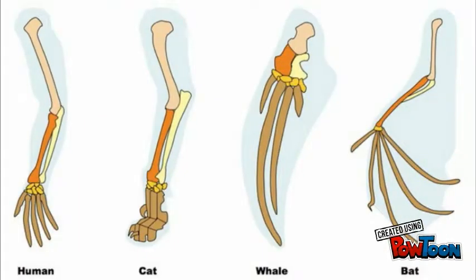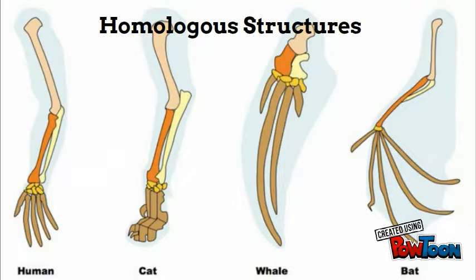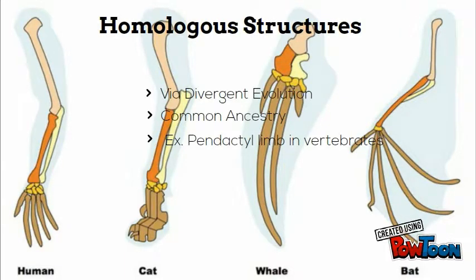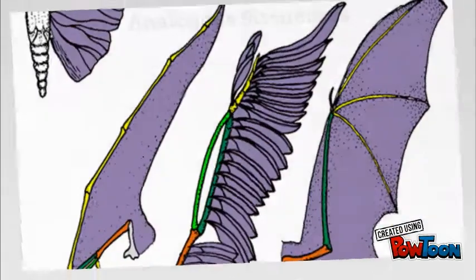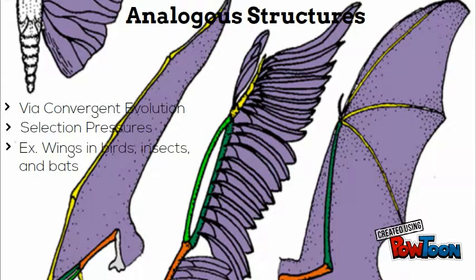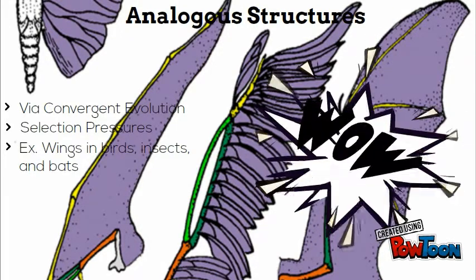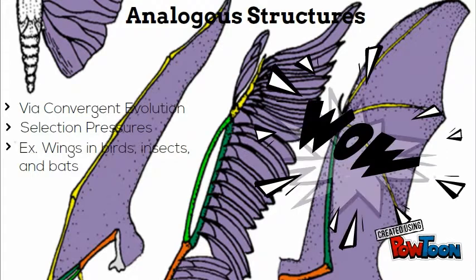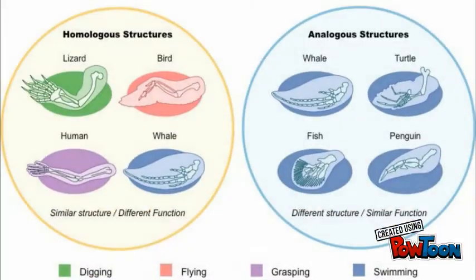Homologous structures are due to common ancestry and arise via divergent evolution. An example of homologous structures is a pentadactyl limb in vertebrates. Analogous structures, due to common selection pressures, arise via convergent evolution. An example of this is wings in insects, birds, and bats. Homologous structures have similar structures but different functions. In analogous structures, they have different structures but similar functions.